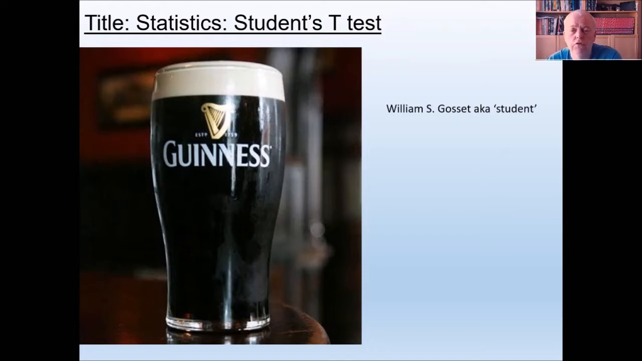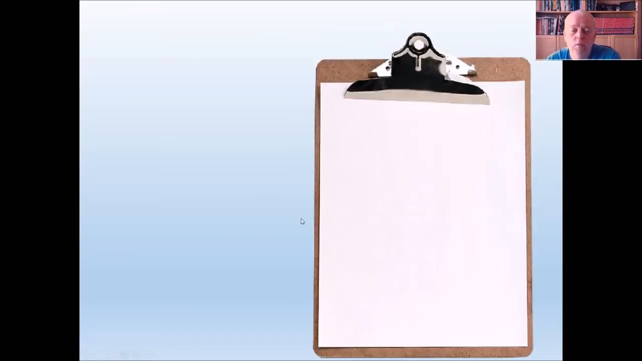So let's go through and have a look at the key things for this particular test, and remind you of a few key facts when we're doing any statistical analysis. And the first thing that we always need to do is come up with a null hypothesis. So a bit of knowledge retrieval. Let's see if you can remember how to come up with a null hypothesis.